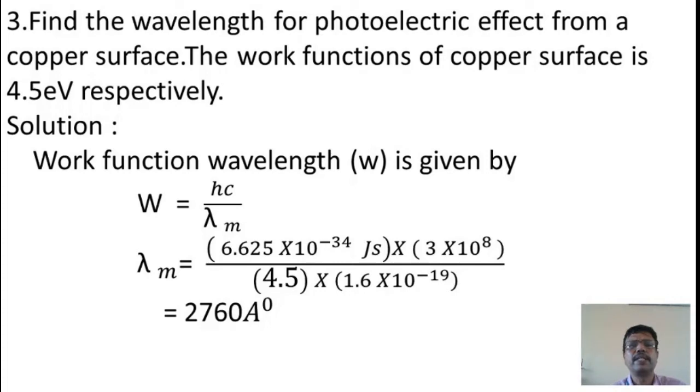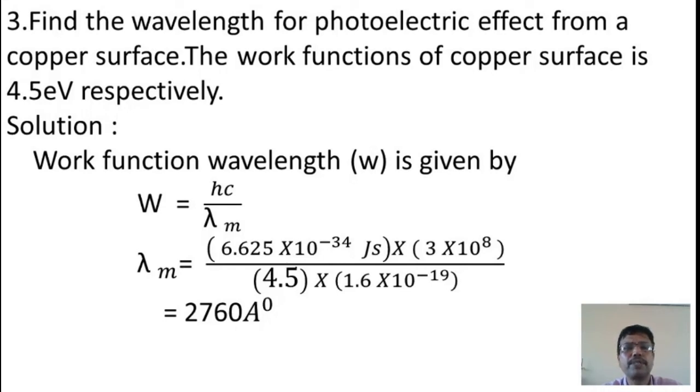Find the wavelength of photoelectric effect from a copper surface. Given the work function of the copper surface is 4.5 electron volt. The meaning is you calculate the maximum wavelength here, that is called the threshold wavelength, because the work function is given. Work function is equal to 4.5 electron volt. You put this symbol as W, then calculate lambda naught or lambda m.